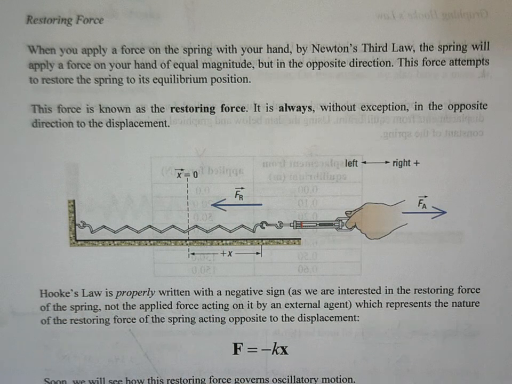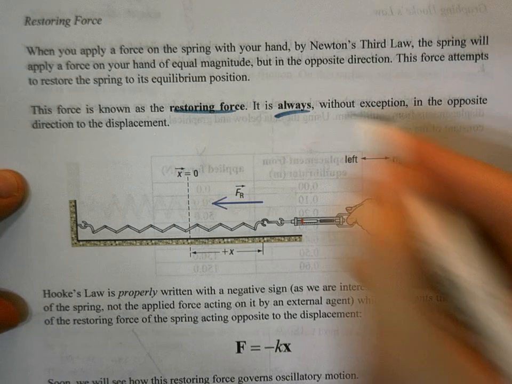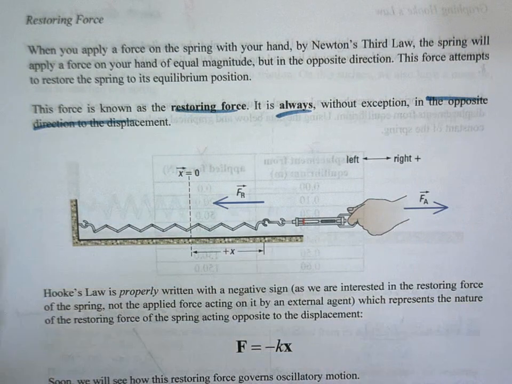But generally, we want to think about what's happening with the spring or the elastic material itself. We know by Newton's third law, if I pull on this elastic material, it will also pull back on me with an equal force, just in the opposite direction. At the end of the day, elastic objects do not like being displaced from equilibrium. They will always try to go back to equilibrium. So the force that's going to bring them back there, this is what we refer to as the restoring force, and it is always, without exception, opposite to the direction of the displacement.